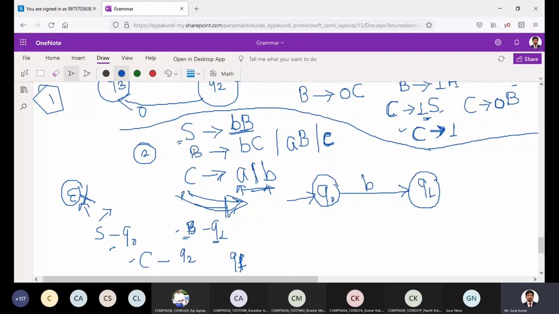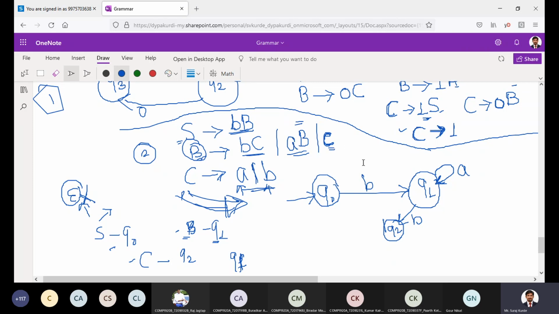Then from Q1, that is capital B, there is a production BC. On input B, it goes to some state C. What is C? Q2. Q2 is the next state. Same way from B, there is a transition on input A, to state B. That means it is a self loop on input A. Starting point and end point are the same, that is a self loop.